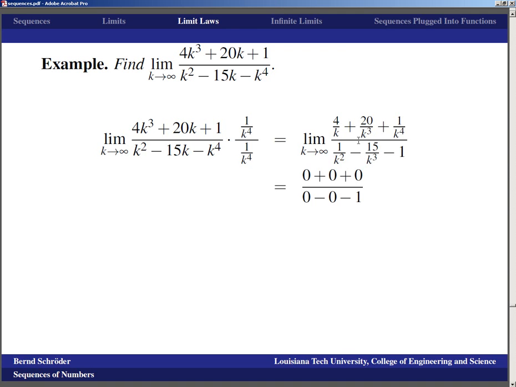And you realize now this one goes to 0, this one goes to 0, this one goes to 0, this one goes to 0, this one goes to 0, this one goes to minus 1, and so that limit is 0.